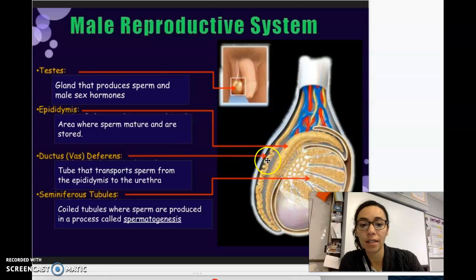And then the vas deferens starts here and kind of loops around the bladder. It's just a big long tube which transports the sperm from the epididymis to the urethra so it can go outside the body. Just a big long tube. And then these little tubes inside of the testes are called the seminiferous tubules, and they're coiled tubes where the sperm are produced in a process called spermatogenesis, which we'll talk about momentarily.